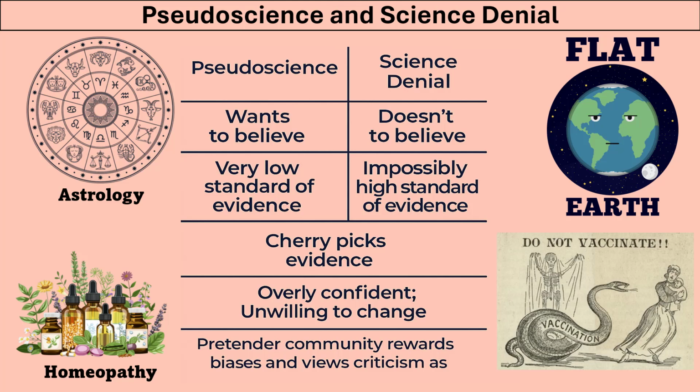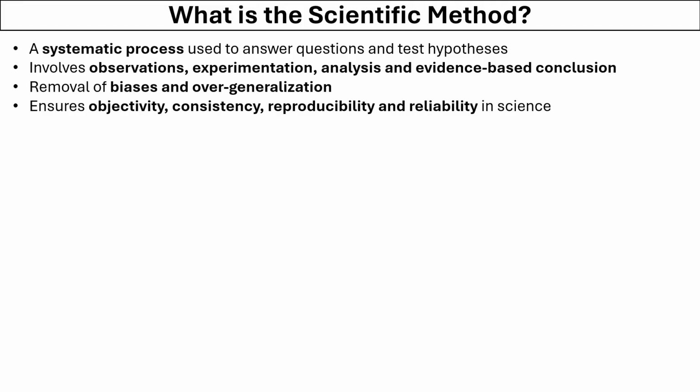So now it becomes important for us to understand what is a scientific method. So scientific method is a systematic process used to answer questions and test hypotheses. It involves observation, experimentation, analysis, and then evidence-based conclusions. It aims at removing our personal biases or overgeneralization of our observations. And it ensures that we are objective, we are consistent, and we should be able to reproduce our findings. However many times you gather similar information, you should be able to reach similar conclusions.